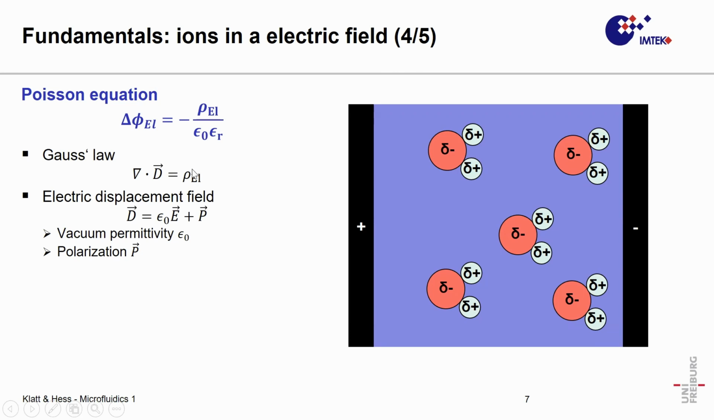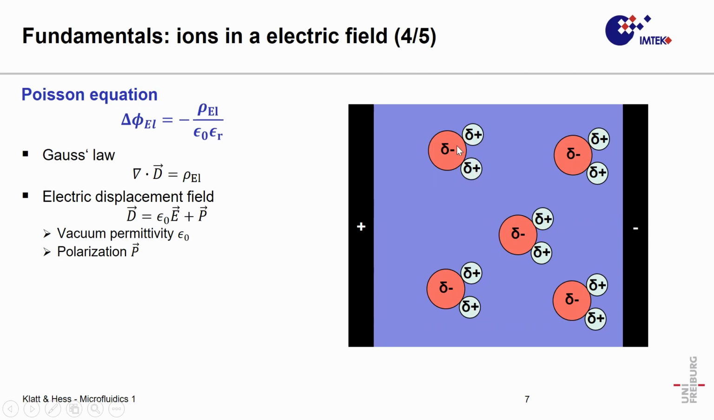And if you remember electrostatics, you know that the displacement field consists of the electric field times the vacuum permittivity plus the polarization of your medium. And on the right-hand side, you can see what polarization means again.